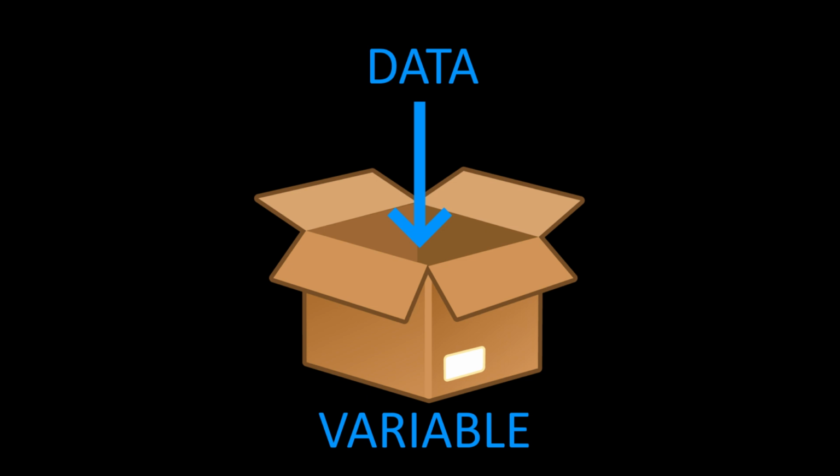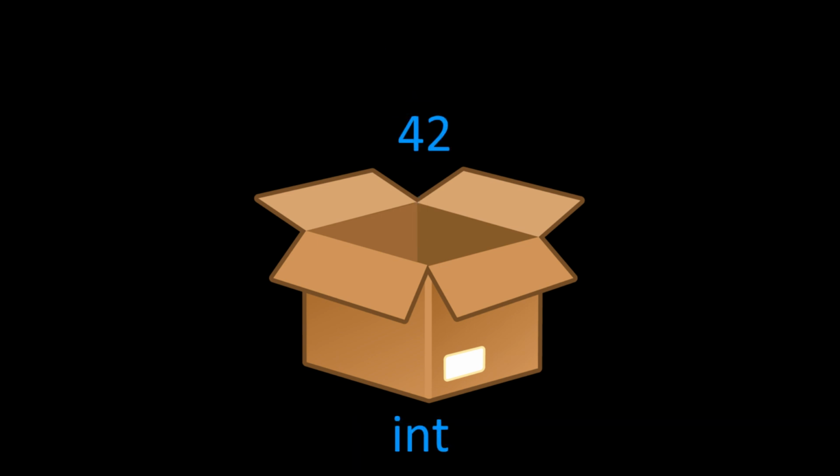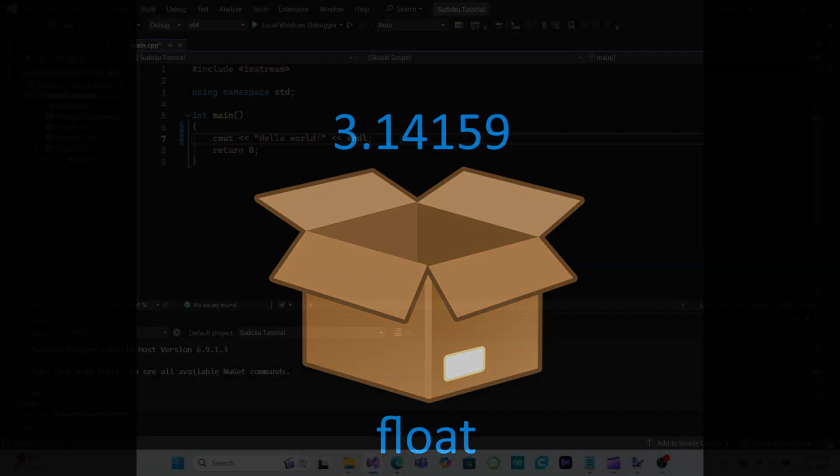Then, if we want to access the data that variable describes, we simply open the box and see what data is stored there. In C++, each variable has a certain type of data that it can store. For example, an int variable can store an integer value, while a float variable can store a number that has a decimal point. To use variables in our program, we need to declare them.